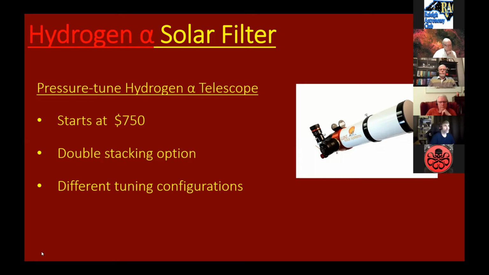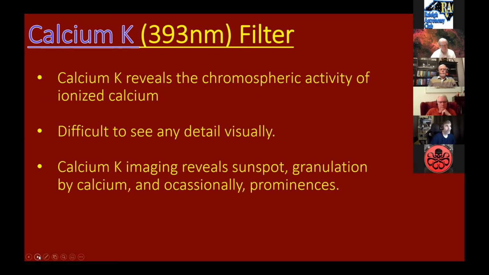Oh, there we go. Calcium K. All right, so 393 nanometer. This wavelength is not as popular, but I was getting into solar imaging and just observing it, so I thought, let's go ahead and collect all three. So there you go. Calcium K, 393 nanometers. Like I said, it's pretty hard to see visually, but it's kind of the same as far as what activity you're seeing. It's the same as hydrogen alpha, as in you're going to see chromospheric activity of ionized calcium instead of hydrogen alpha.